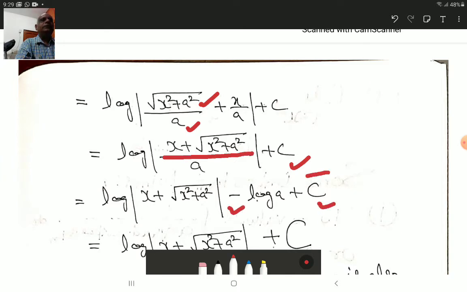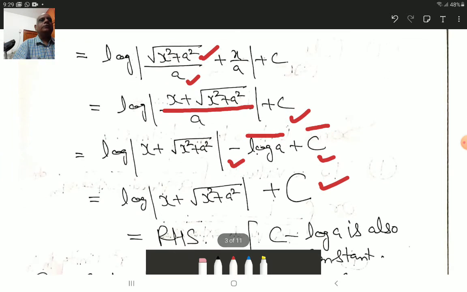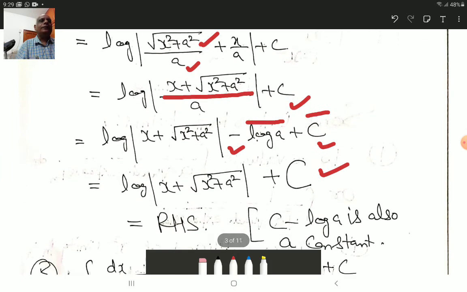Now c is constant as well as minus log a is constant. These two constants will together make another constant. So the final answer is log of modulus of x plus square root of x square plus a square plus c, and it is the right hand side. Go ahead.